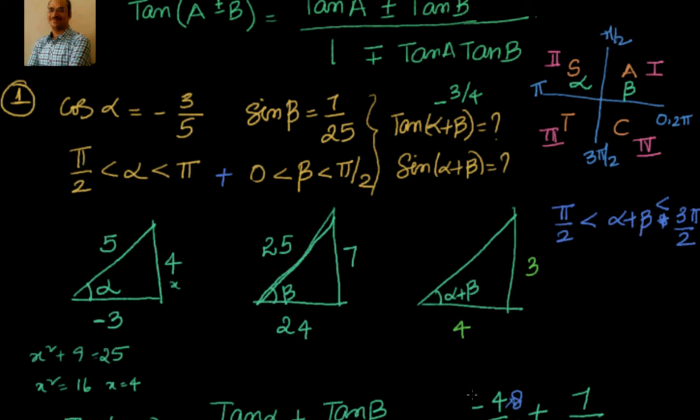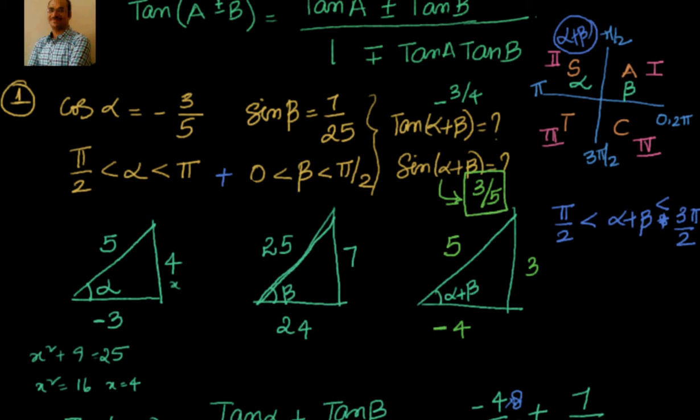But here we can see tan of alpha plus beta is negative. Tan is negative only in the second quadrant. If it were the third quadrant, it should have been positive. So we know that alpha plus beta is also in the second quadrant only. In the second quadrant we know sine is positive and cos is negative. So sine of alpha plus beta is nothing but equal to 3 by 5.